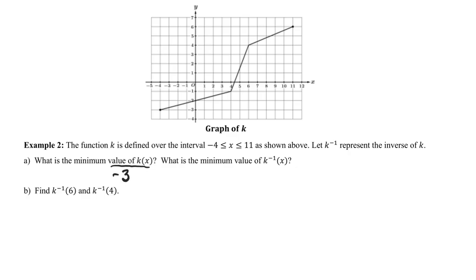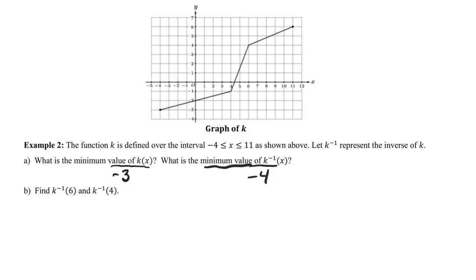What would the minimum value for the inverse be? Well, remember, we would switch our x's and our y's. So if I think about what is the smallest x value on this function, when I did the inverse, it would turn into the y value. So the smallest x is the same point, but the value is -4. So the minimum value of this one is -4.